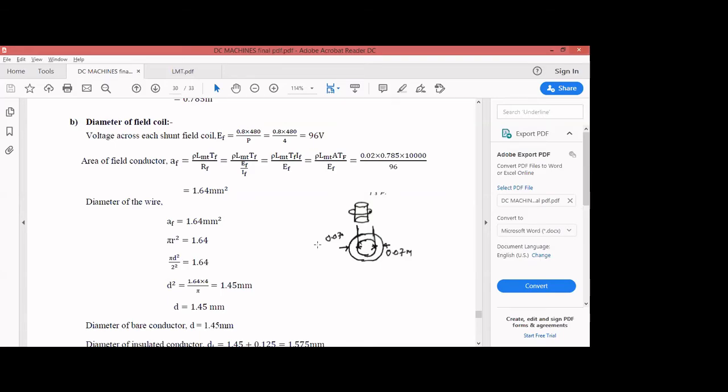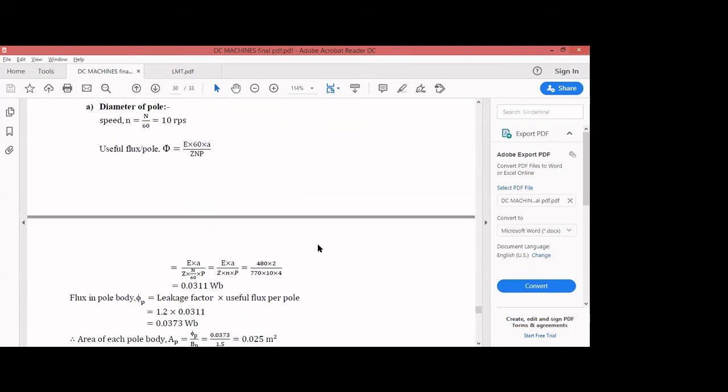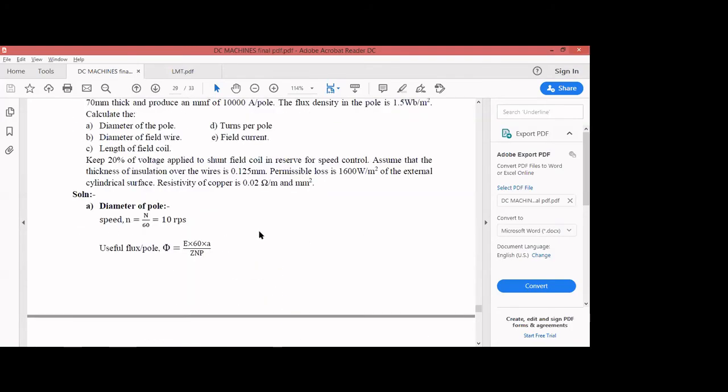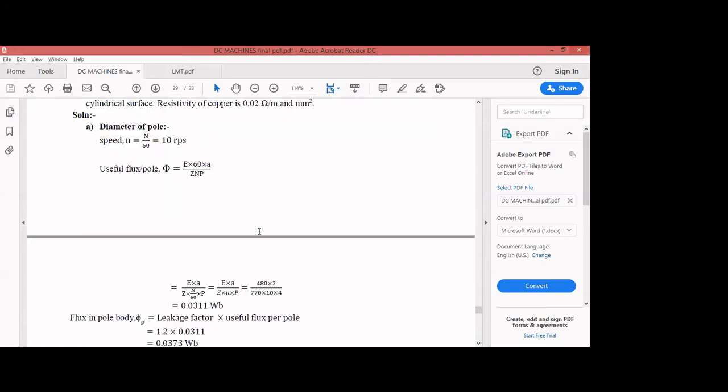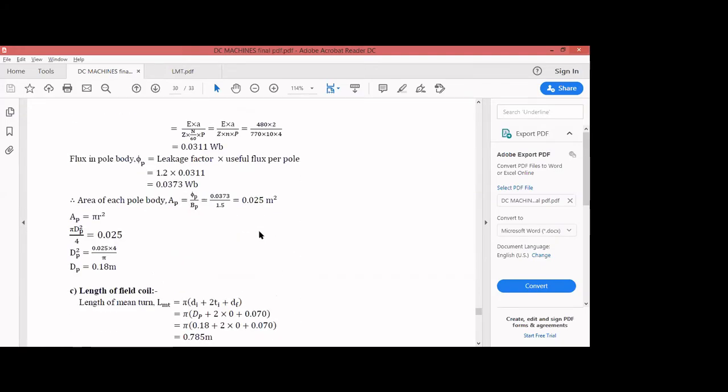The first thing they ask is the diameter of the pole. So let us go step by step. If you want the diameter of the pole, we have a formula. Since the poles are circular, once you calculate the area, then you can calculate the diameter. So here you have to calculate the area, AP is equal to pi r square. Similar to what you did for calculating the diameter of the conductor, in the same way you have to calculate.